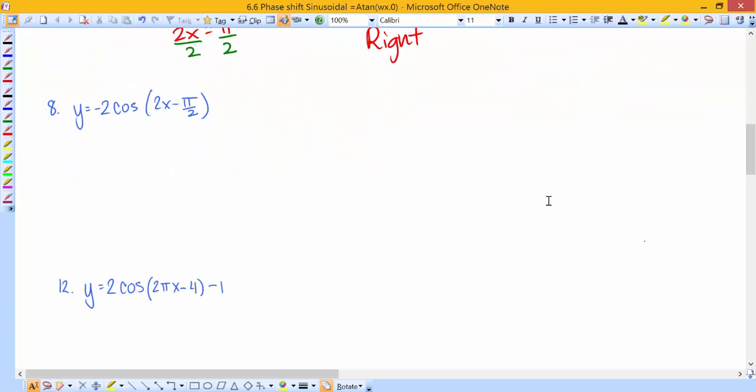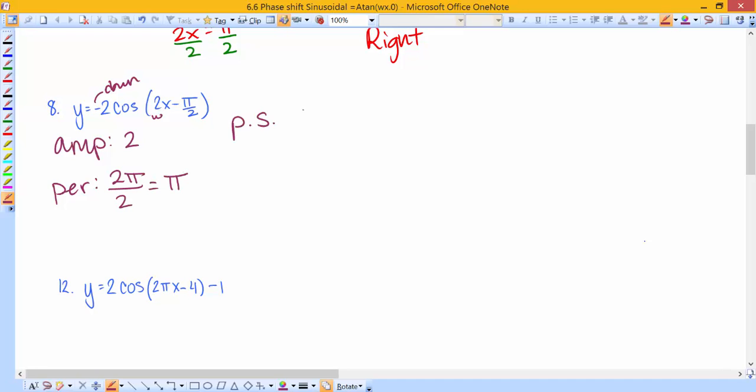Okay, let's move on to this next one. My amplitude is 2. Yes, my coefficient is negative, but my graph will reflect the negative. This right here means my graph will actually start at -2 instead of +2, but my amplitude is still 2. My period, 2 pi over omega, which is 2. So another period of pi.